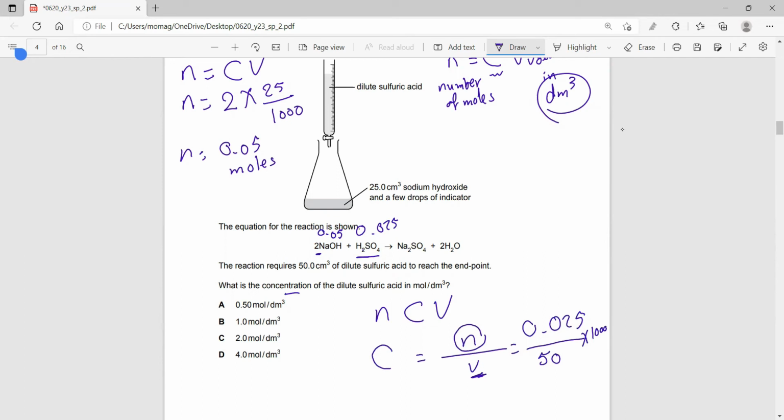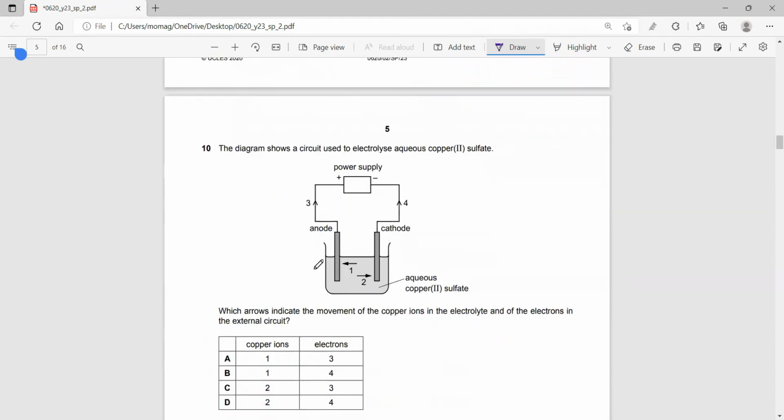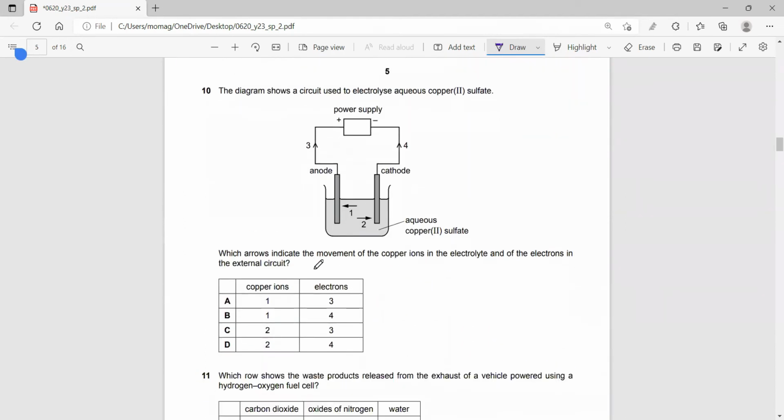0.025 multiplied by 1000, then divided by 50, that gives 0.50. So A is the option. Alhamdulillah. Question 10. Please go back to my YouTube channel to find a complete explanation of electrolysis.